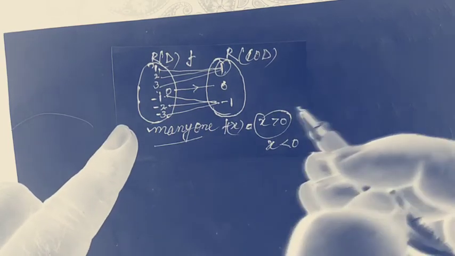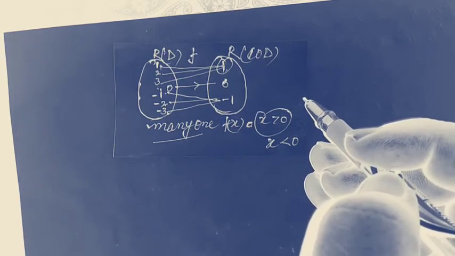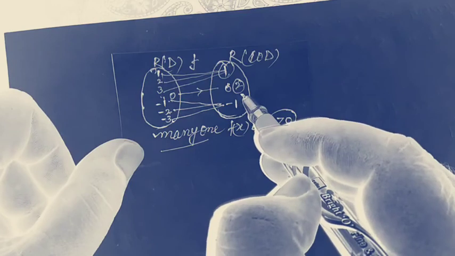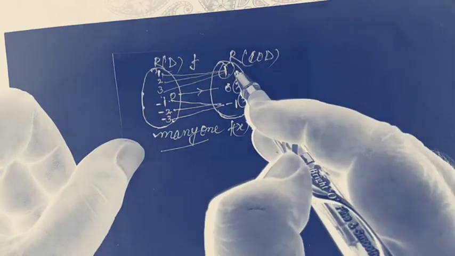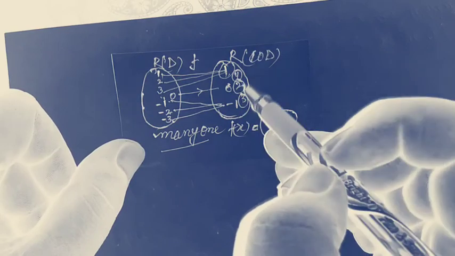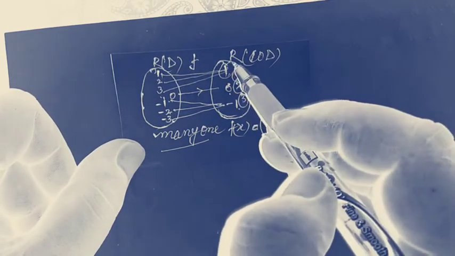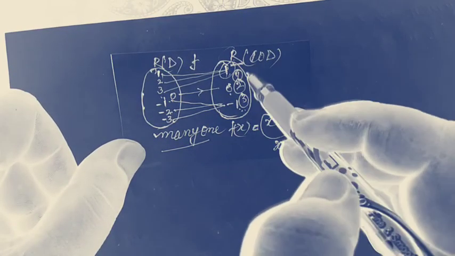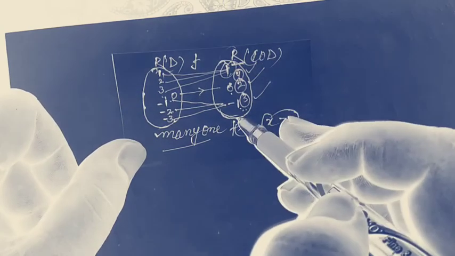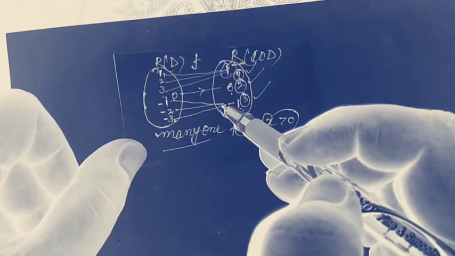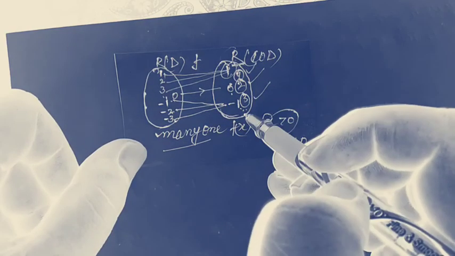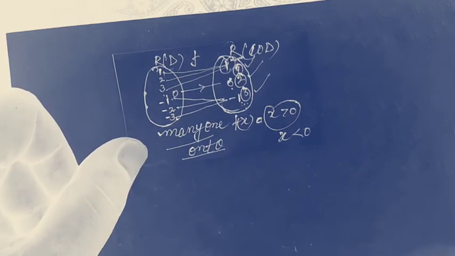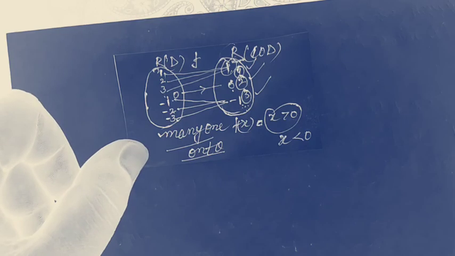Isn't it? And now we are talking about onto. So here 2, 3, 4 and more numbers are remaining, because the range is 1, 0 and -1, but the codomain is the real numbers. So there are a lot of elements in the codomain. So what about 2, 3, 4? There is no pre-image in the domain, so these are orphan elements. So we can say it is not onto. So we can say function f is neither one-one nor onto.